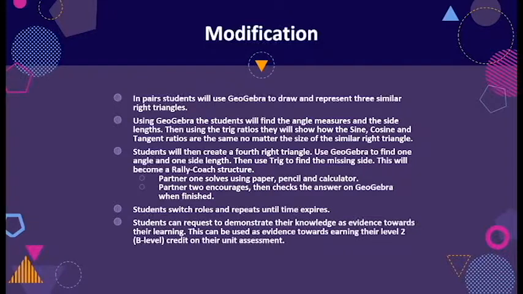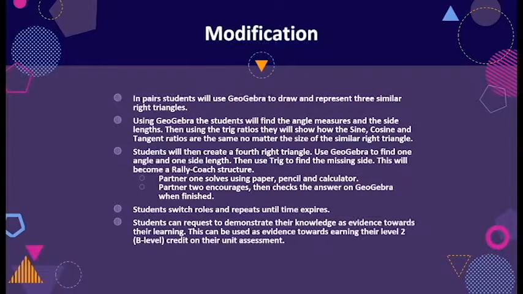In this GeoGebra activity, students will be paired up and they'll be asked to draw 3 similar right triangles in GeoGebra. Using this program, they will be asked to find the missing angle measures and missing side lengths of all 3 of their similar triangles. Then using the trig ratios, they'll represent how the sine, cosine, and tangent of each of these similar triangles is the exact same, no matter what the size of those triangles are.